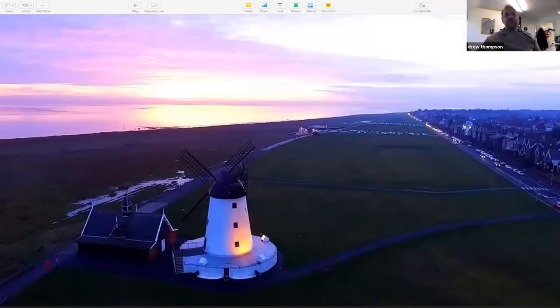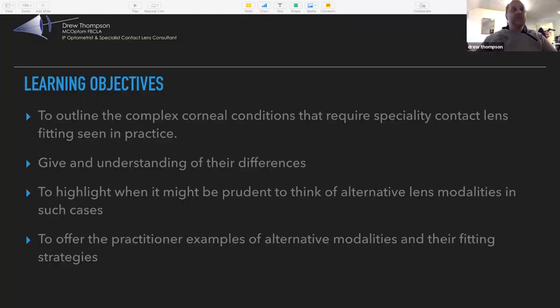I've just put this picture up quickly to give you an insight of where we are. This is in Lytham, where I live in the north of England, near a place called Blackpool. That was taken on a particularly nice day. We don't get many of those. But anyway, we'll carry on.